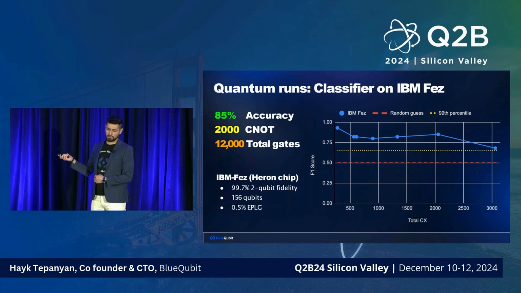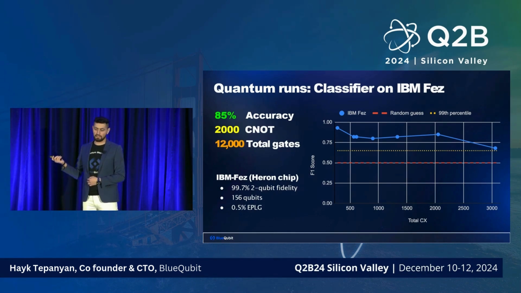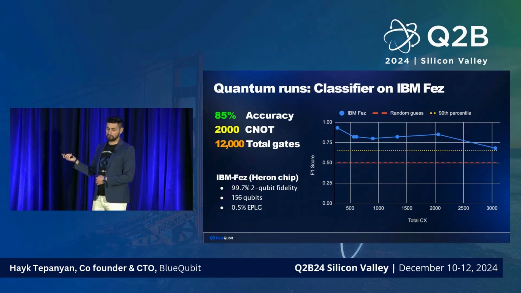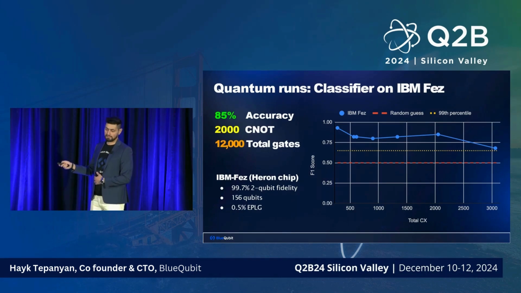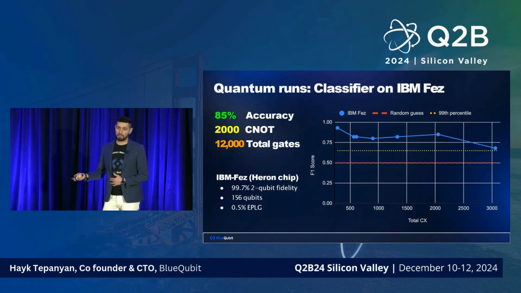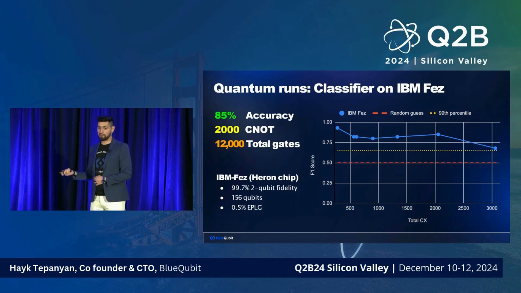And we're also super excited to see that all the way to 3,000 2-qubit gates, we are above the yellow line. And this experiment was run on IBM Fez, again, 72 qubits. And in particular, one very interesting example that we like to showcase is this one dot here that basically shows that even with 2,000 2-qubit gates, you can get 85% accuracy on an image classification task on a quantum computer today.